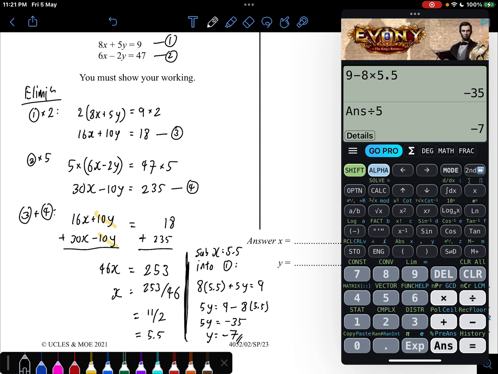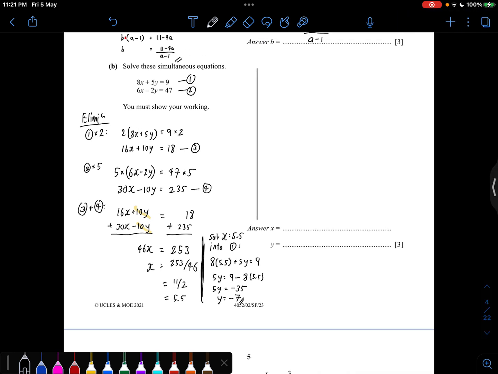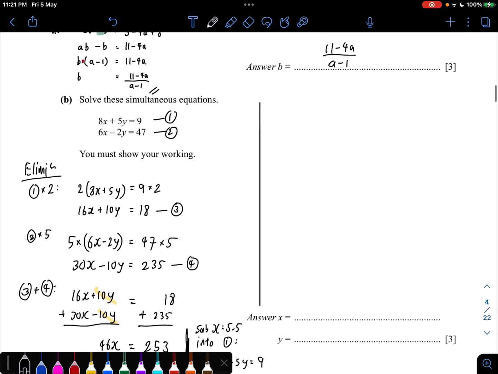Answer. Next, we want to try the substitution method. So in the substitution method, what you want to do is to make x or y the subject and then substitute into the second equation. Okay, start with the first equation, make either the x or the y the subject, then substitute into the other equation. Let's see how we can do that. And you should notice it is very long.